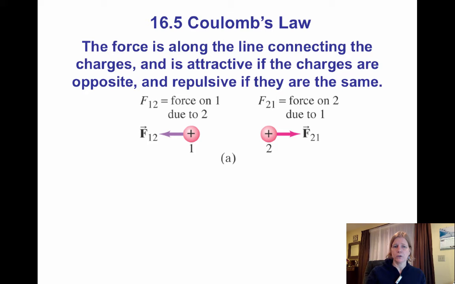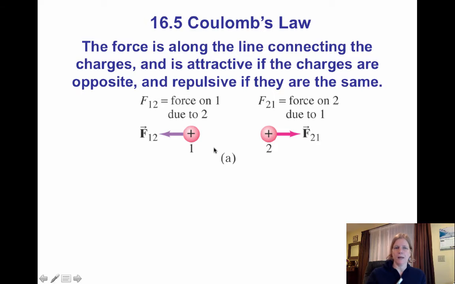So if you have, for instance, two positively charged objects, charge 1 and charge 2, as shown here, they're both positive, so they're like charges, so they repel. So the force on charge 1 is going to be away from charge 2, so that's to the left. Or the force on charge 2 is going to be to the right, away from charge 1, so that repels. Our fancy notation is that we put two subscripts here. F12 is the force on charge 1 due to charge 2. F21 is the force on charge 2 due to charge 1.